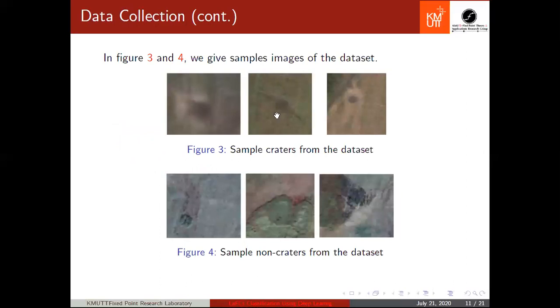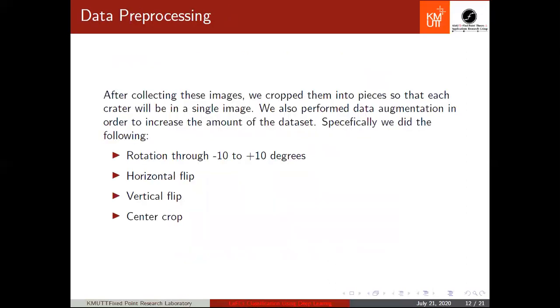In these two figures, we show samples of the data set. These are the positive samples, the craters, and these are the negative samples, that is, the non-craters. After collecting these images, we crop them into pieces so that each crater is in a single image. We also performed data augmentation in order to increase the size of the data set. Specifically, we rotate the images from -10 to +10 degrees, and we also perform vertical and horizontal flips. We also did center cropping.